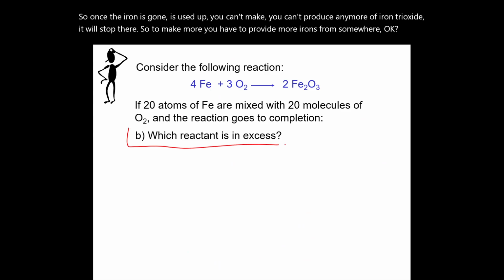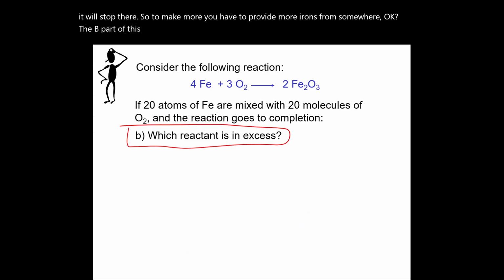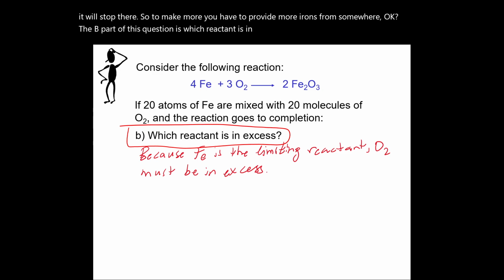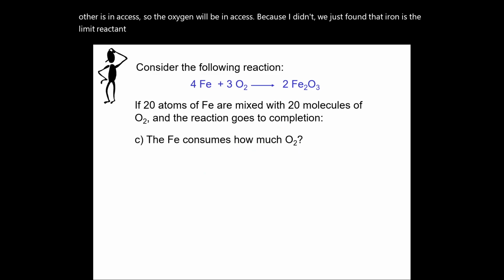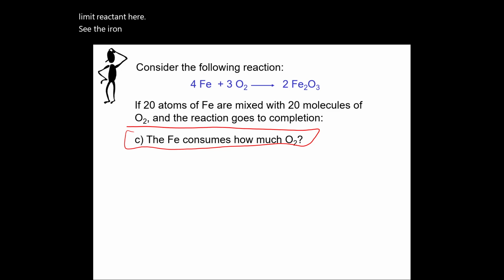The B part of this question is which reactant is in excess. Well, if one is the limiting reactant, the other is in excess. So the oxygen will be in excess because we just found that iron is the limiting reactant here. C, the iron consumes how much oxygen? Again, you can see the relationship there.